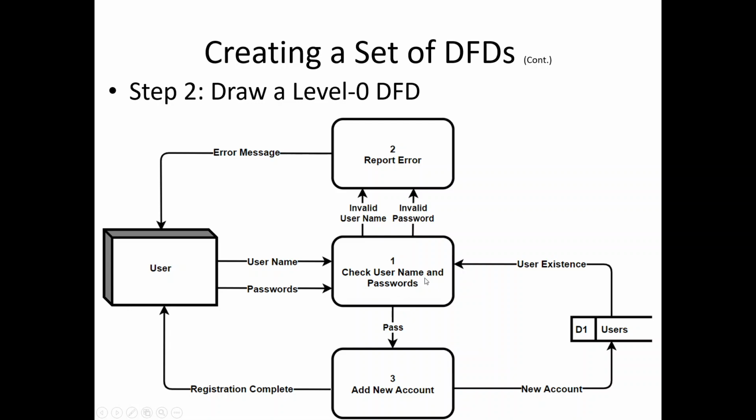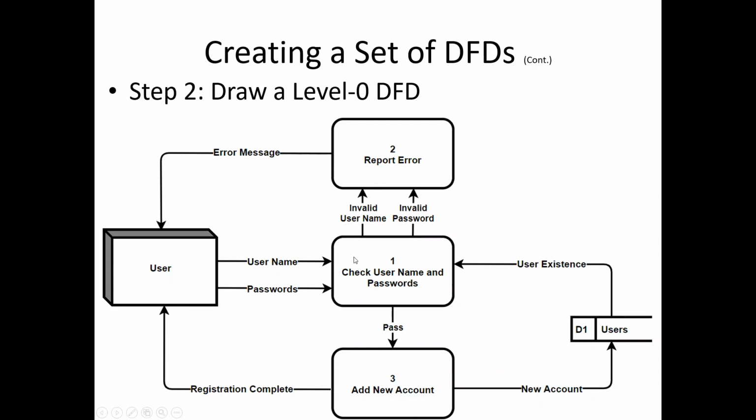Process 1 receives inputs from user, that is, username and passwords. And it checks if username and passwords are valid. So this validation process requires a third input, which is from this data store. Because a valid username must be new and must be unique. So given a username provided, the process needs to search in its data store to see if somebody else has already chosen this username. And the search result is from this data store to process 1.